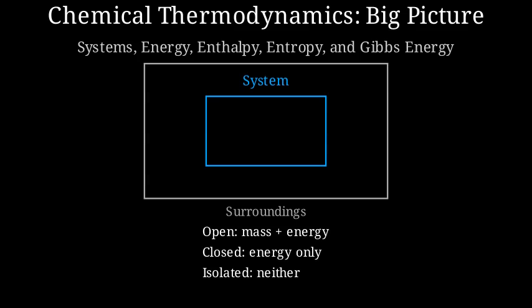Open systems exchange both mass and energy. Closed systems exchange energy, but not mass. Isolated systems exchange neither. Energy transfers between system and surroundings mainly as heat and work.